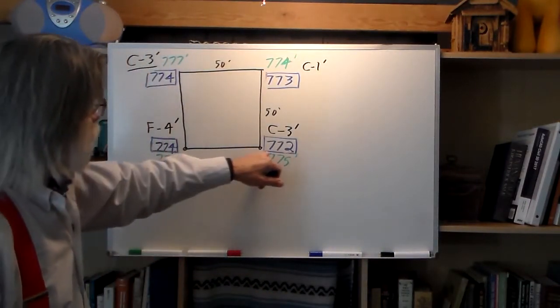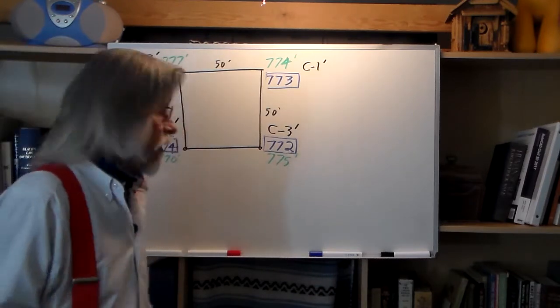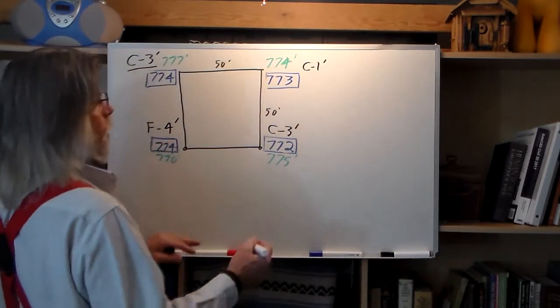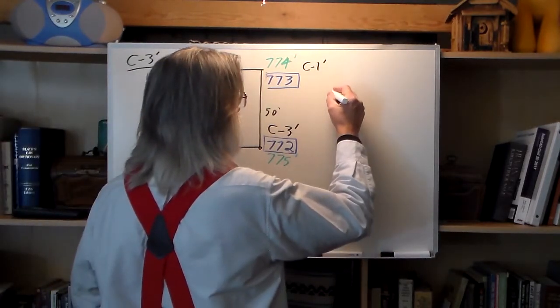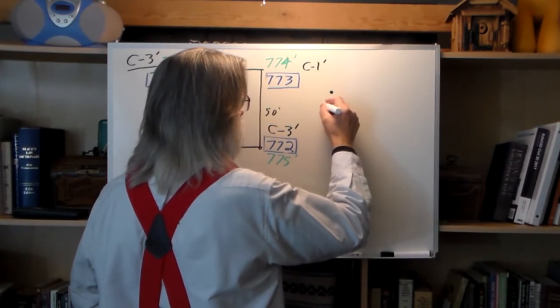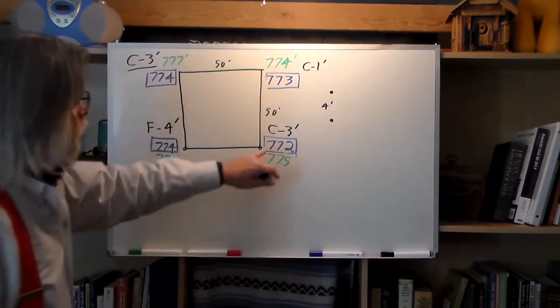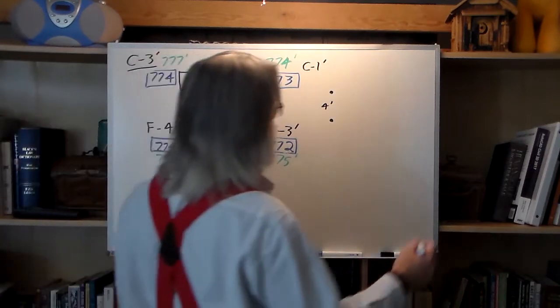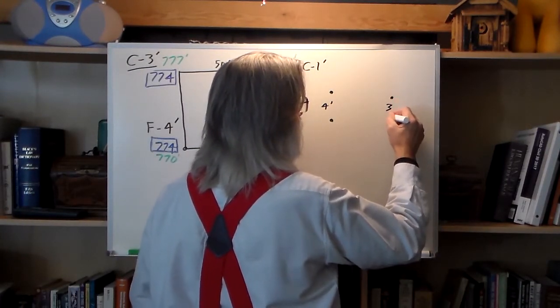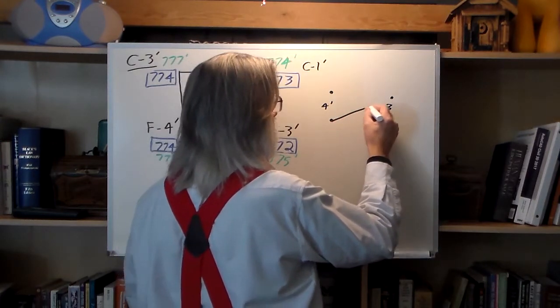The first thing we need to figure out is where is the grade point between this point and this point. Well, on this end we have a fill of 4, so the before and the after are 4 feet apart. And here we have a cut of 3, so the before and the after are 3 feet apart, but it's in an opposite direction.